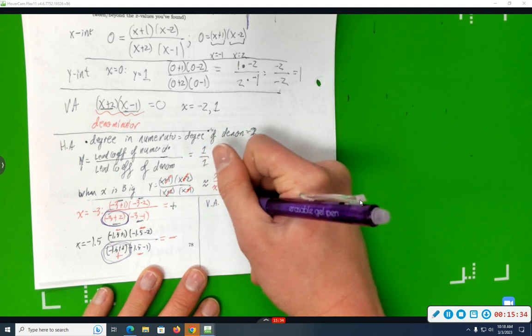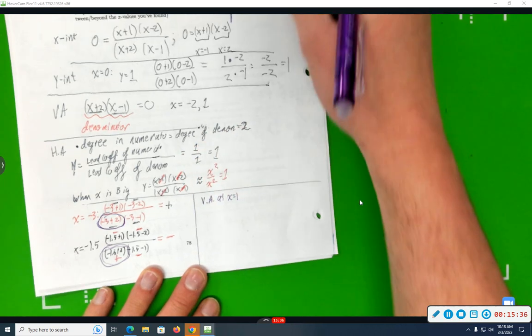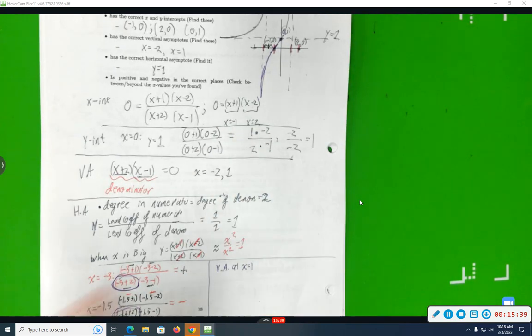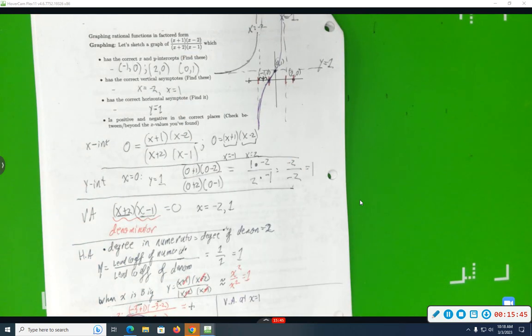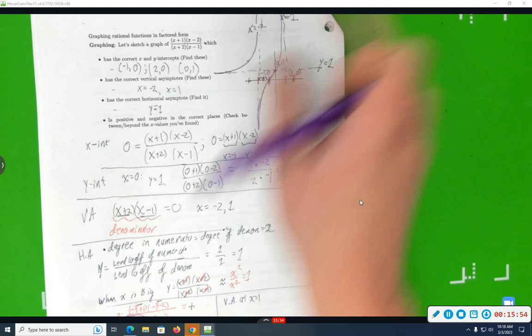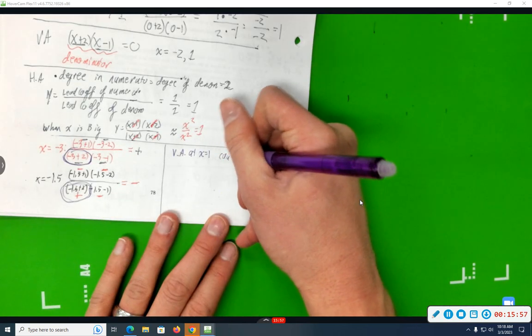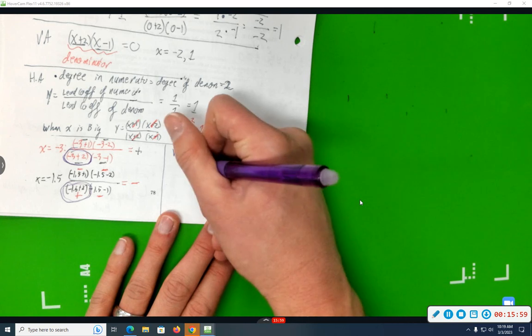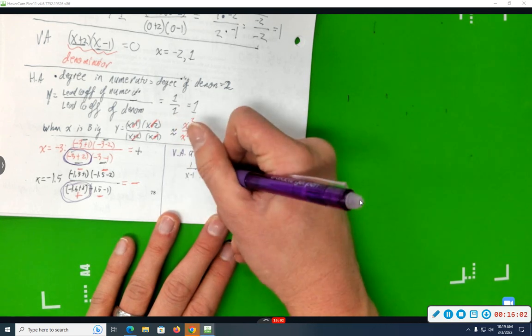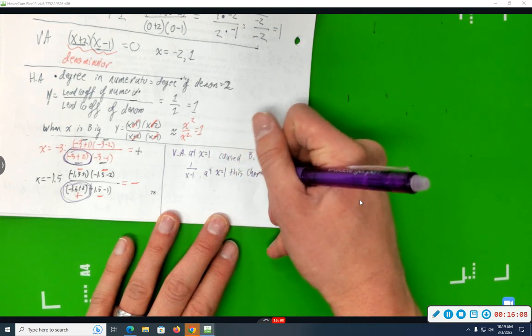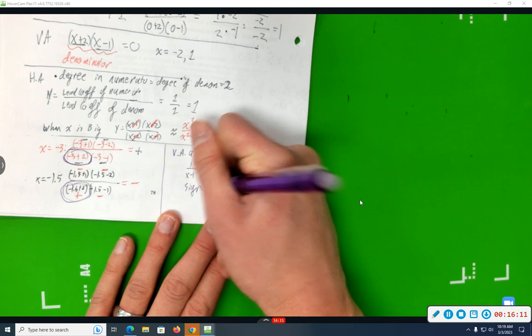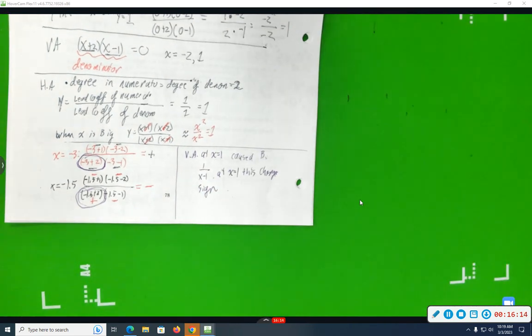So there's a vertical asymptote at x equals 1. What ingredient of this rational function caused that vertical asymptote? The x minus 1 term did? So this is caused by 1 over x minus 1. At x equals 1, this changes sign. Right? It will go, yeah.